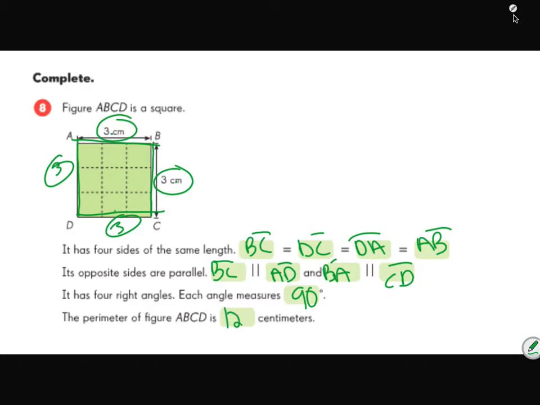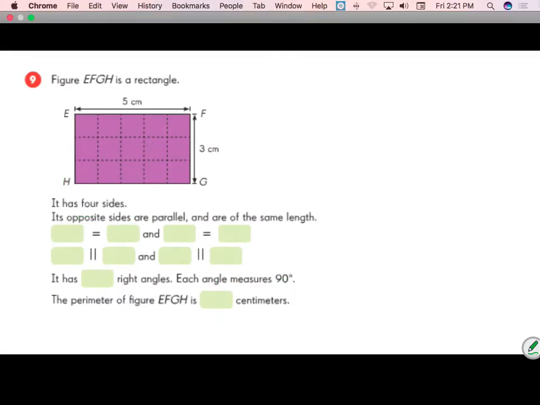All right, now I want you to stop and pause and see if you can answer this one, and then press play when you're ready.